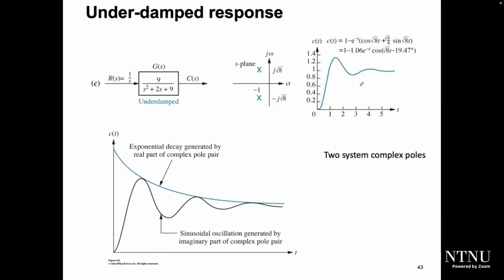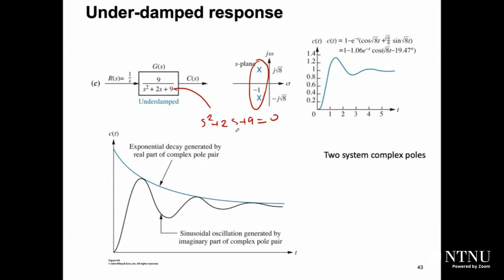We will go to underdamped. Underdamped is the general case. It will have complex conjugate poles, which means two complex conjugate poles with a real part and an imaginary part. The response will be like this one. So this is the characteristic polynomial: s squared plus 2s plus 9 equals 0.